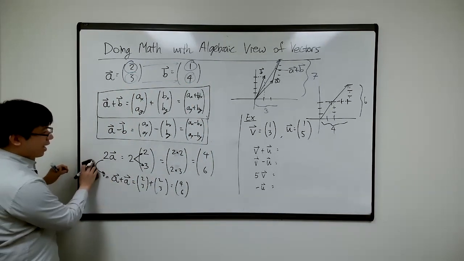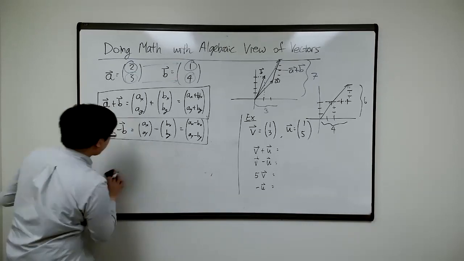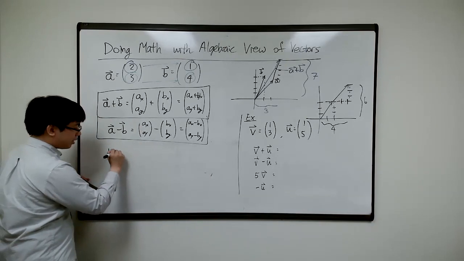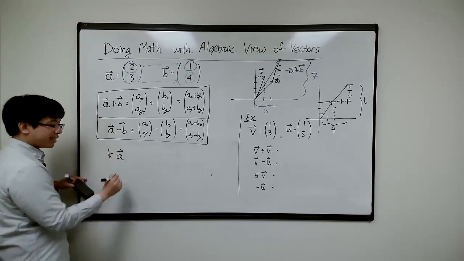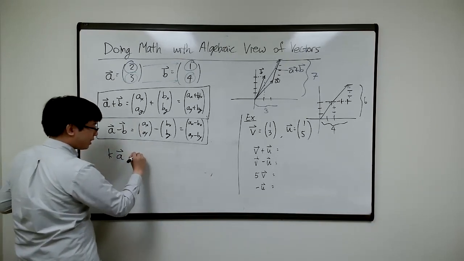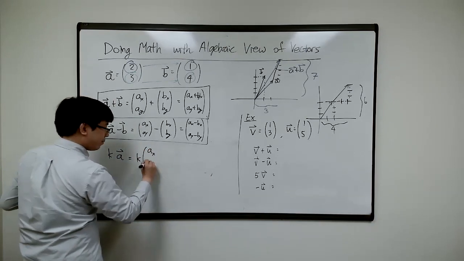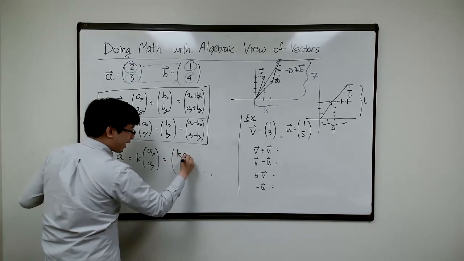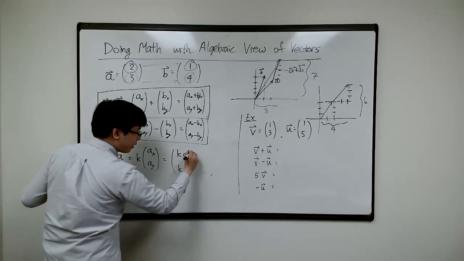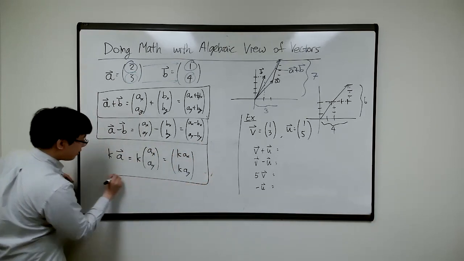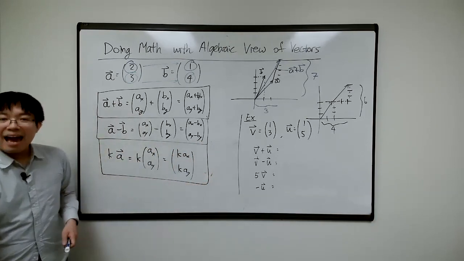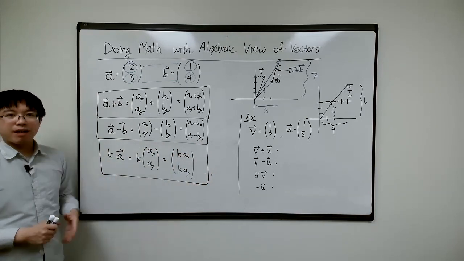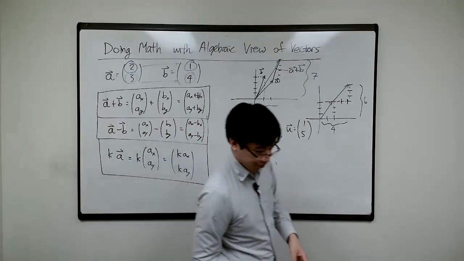Remember that. And lastly over here, if I have some constant K times, let's not write that, usually people don't write this, some scalar multiplied by this. So you have this, and the rule is the K just goes into both: K times AX, K times AY. Put all this in a box. So now hopefully you see how powerful adding vectors in the algebraic view is, okay?